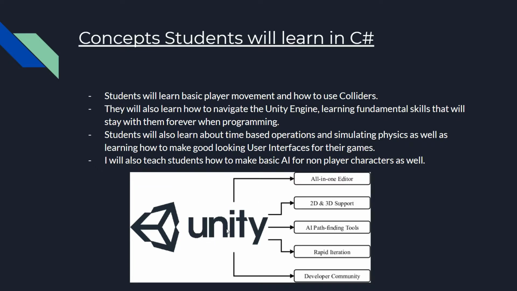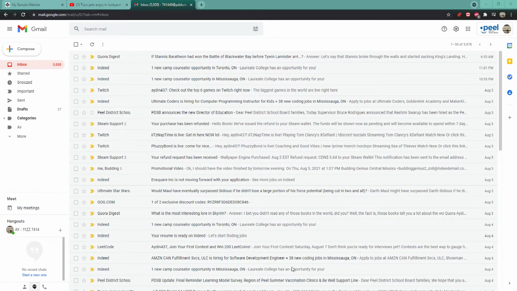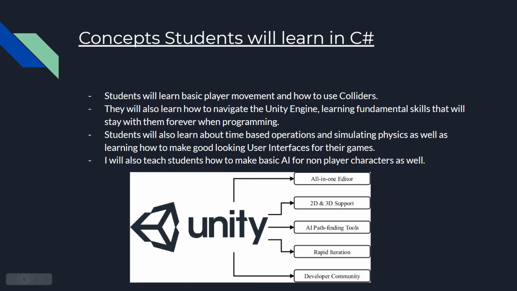In this image, we can see all the things that Unity lets us do. It's an all-in-one editor with many support tools. It has 2D and 3D support, has AI pathfinding tools, which is very useful and which I will be talking about. It has rapid iteration and has a great developer community for anyone who has questions. Now, let's take a look at Codepen and see how it works.